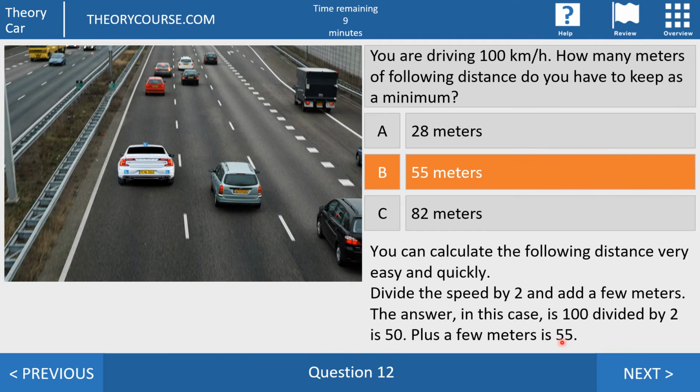If you want to do it correctly, divide the speed by 2 and add 10% of that 50. So 10% of 50 is 5, 50 and 5 makes 55. So if you drive 80, divided by 2, it's 40. The right answer following distance, 44. If you drive 60, divide by 2, it's 30. Plus a few meters, 33. Okay, always make a mistake there. If you drive 120, divide by 2, 60. Plus a few meters, 66. Okay.